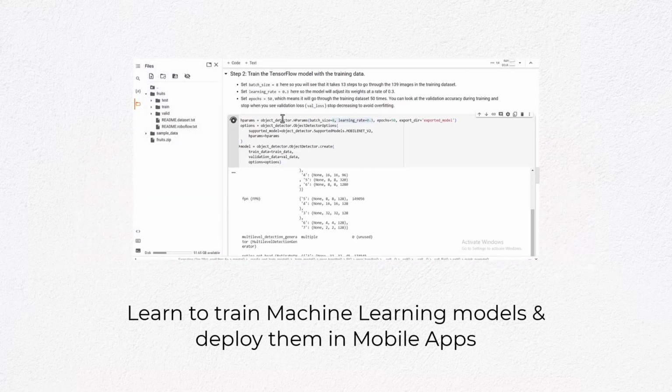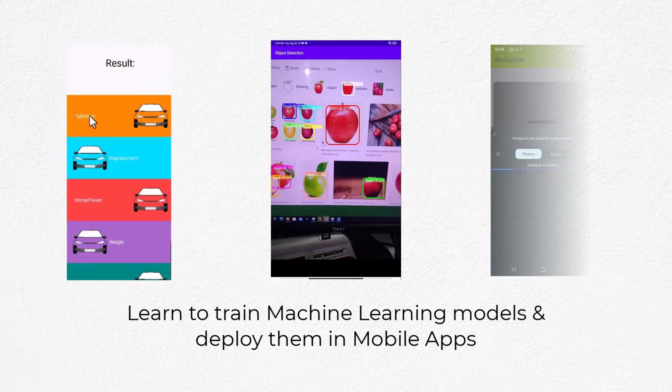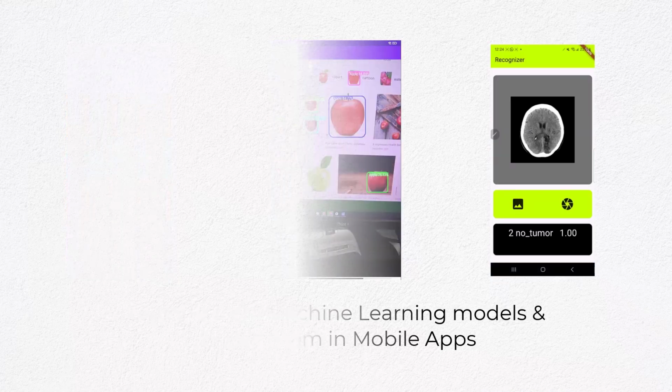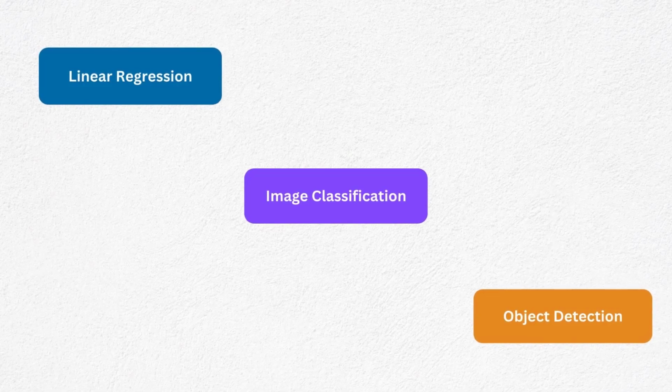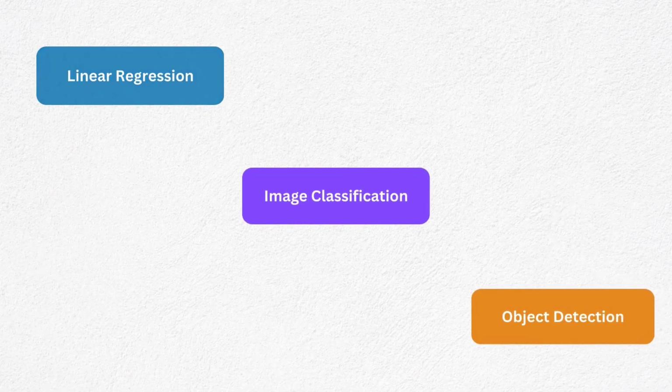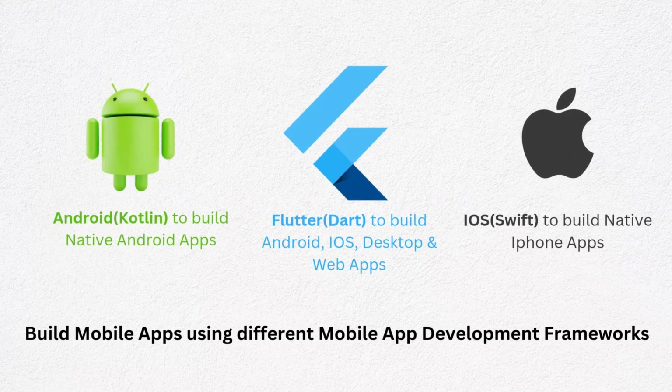And in this course, I am going to take you through an exciting journey of training machine learning models and integrating them into mobile applications. Inside this course, you will learn to train linear regression, image classification, and object detection models from scratch. After that, you will learn to optimize these models for mobile using TensorFlow Lite. And finally, you will learn to use these models inside mobile applications using different mobile app development frameworks like Flutter, native Android, and native iOS.